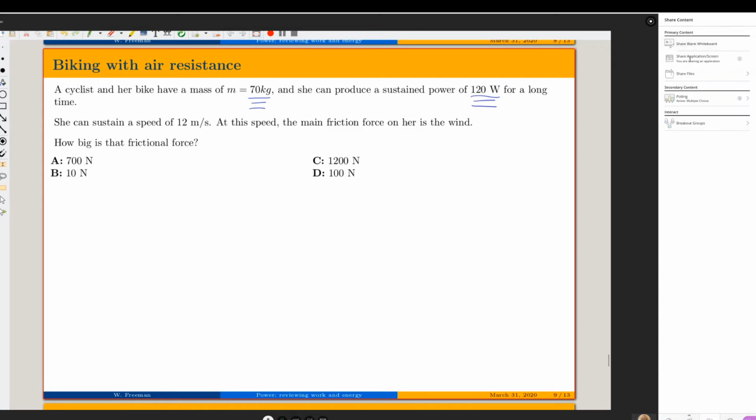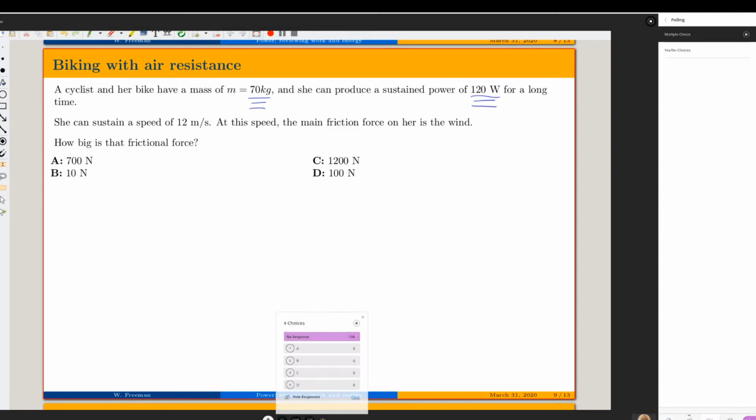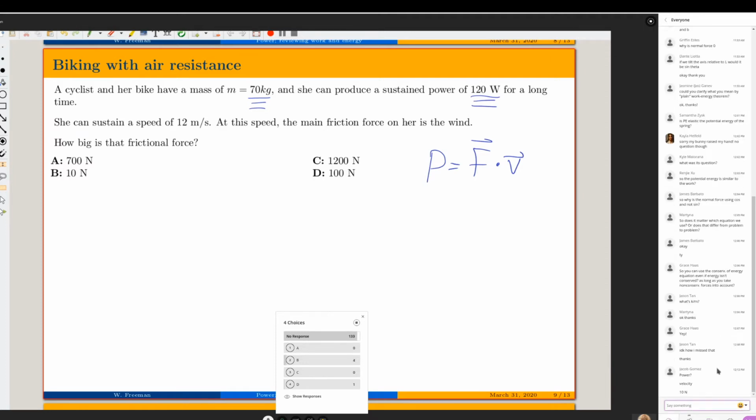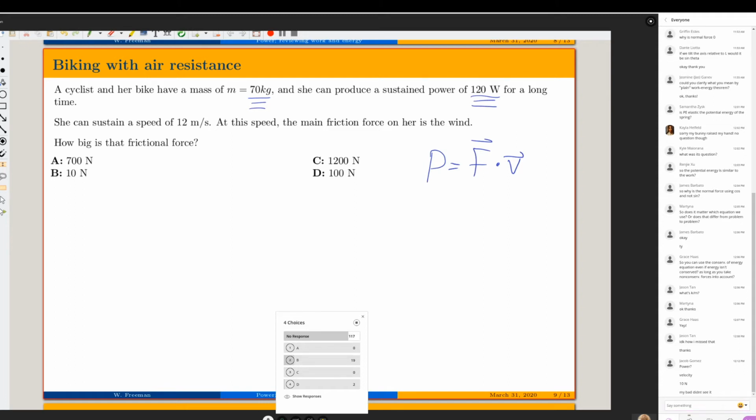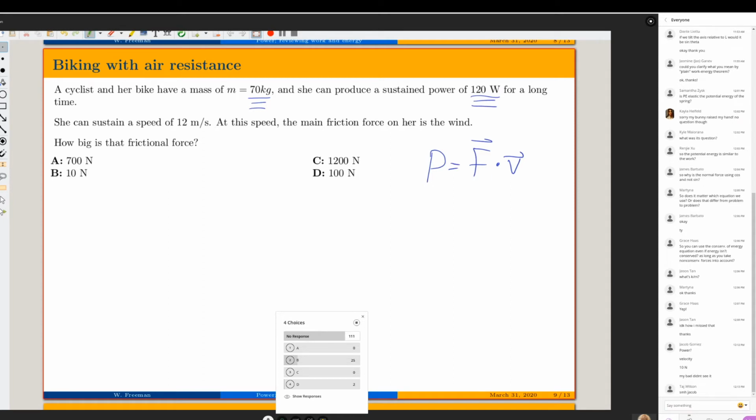I'm going to open up multiple choice polling here. Let's see. So you can now tell me what you think the answer is. Remember, our idea is that power is dot product of force with velocity. Now, Jacob, you can click on that rather than typing. It's all good, Jacob. But he is right.